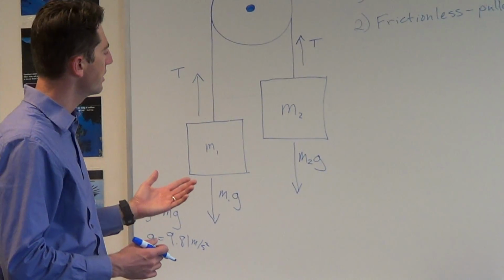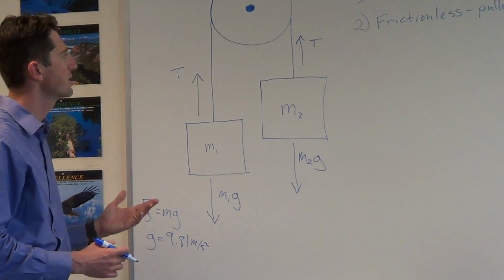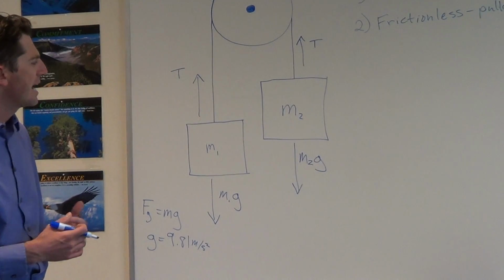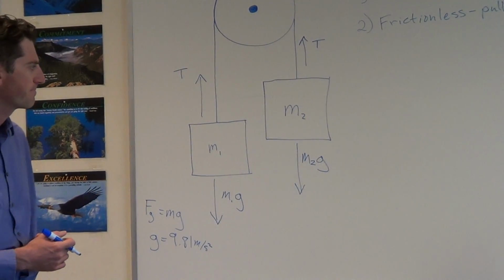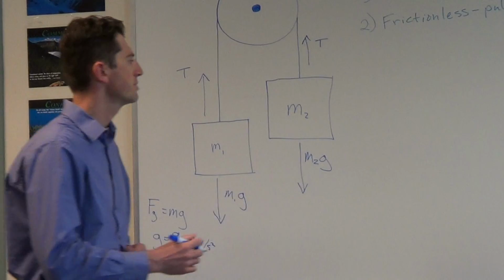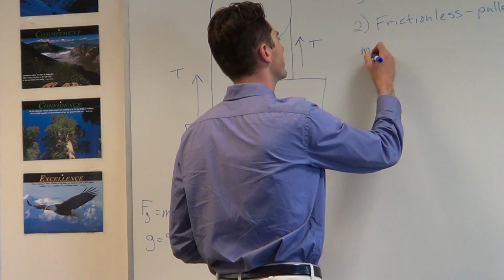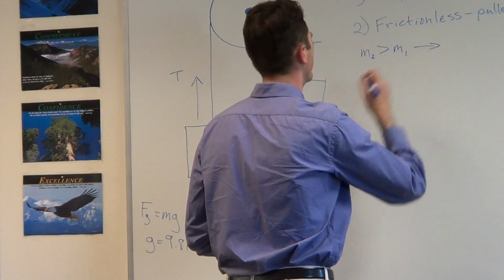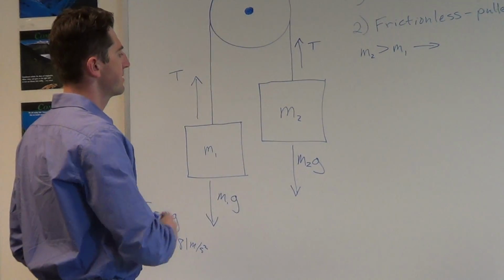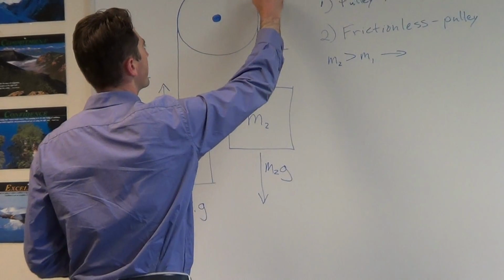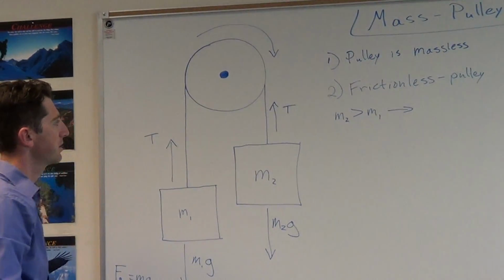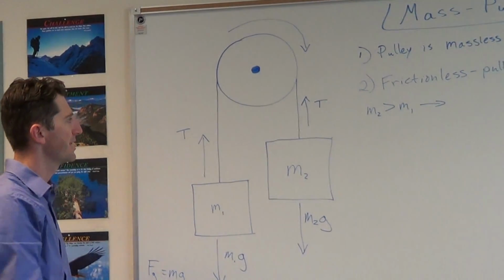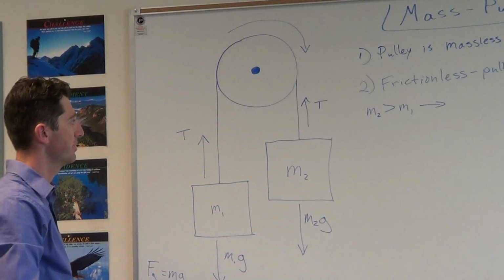So we want to find the acceleration of the system. The first thing we're going to do is imagine which way the system's going. If m2 is greater than m1, then we know this system's going to be going this way. It'll be going clockwise, and m2 is going to be going down, m1 is going to be going up over the pulley.